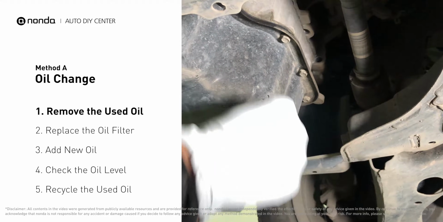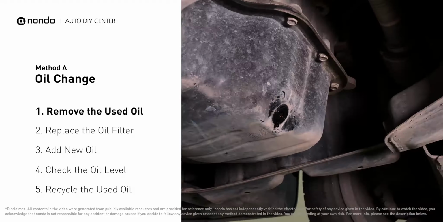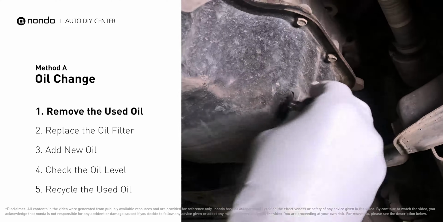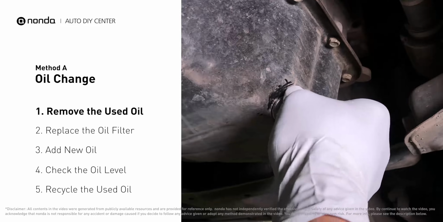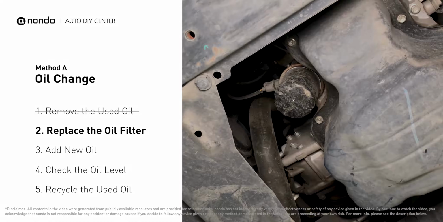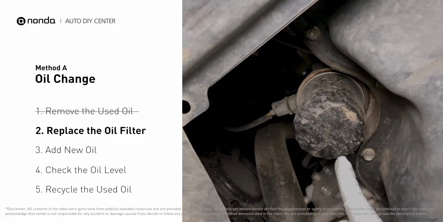Once the plug is removed, the oil should start flowing out into your collection pan. Once all the oil is drained, replace the drain plug and tighten it back on. The oil filter is usually located beside the oil pan or under the hood of your vehicle near the engine.